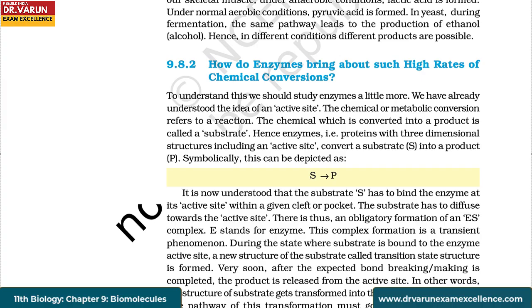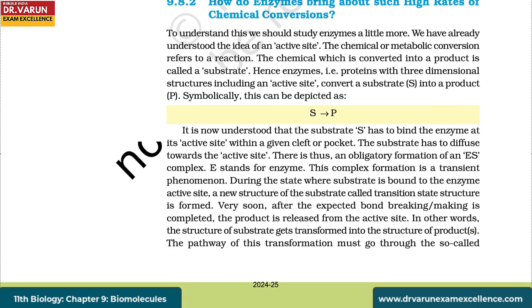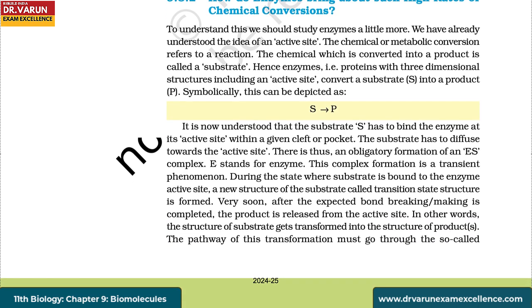Hence, enzymes, that is proteins with three-dimensional structures, including an active site, convert a substrate into a product. Symbolically, this can be depicted as S becoming P. It is now understood that the substrate S has to bind the enzyme at its active site within a given cleft or pocket. The substrate has to diffuse towards the active site. There is thus an obligatory formation of an enzyme substrate complex. E stands for enzyme. This complex formation is a transient phenomenon.